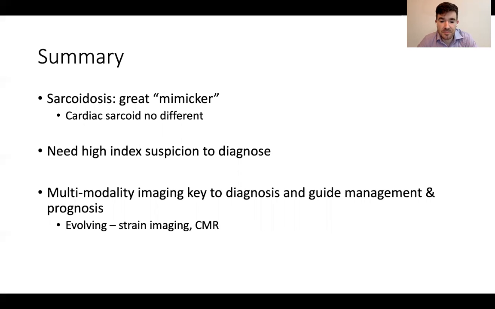And of course, MRI is really growing in its use across all infiltrative diseases.